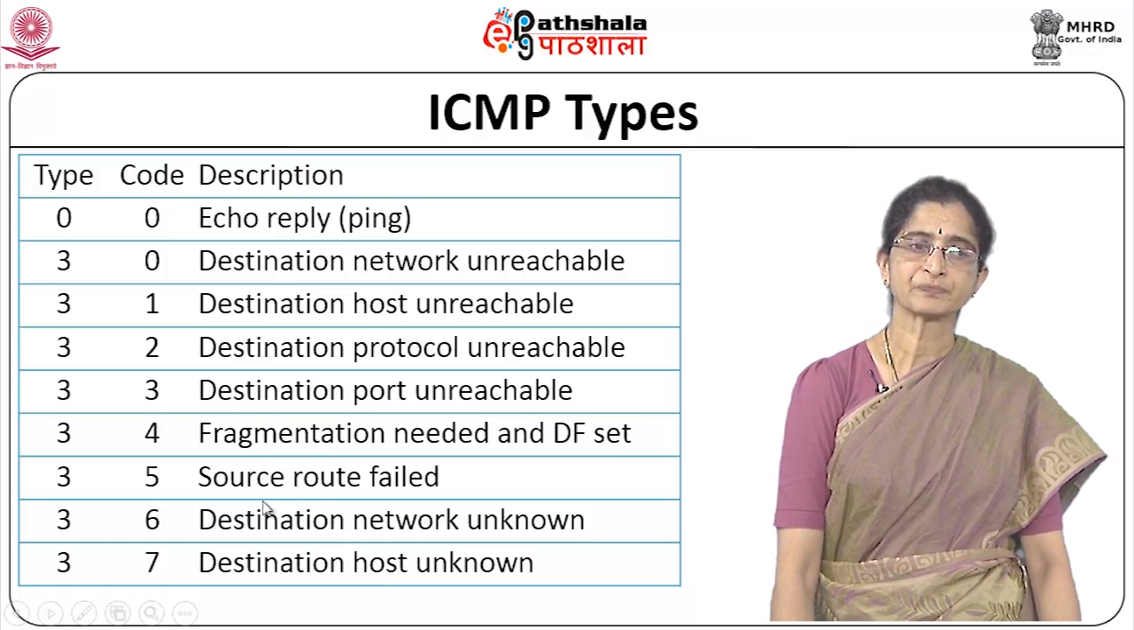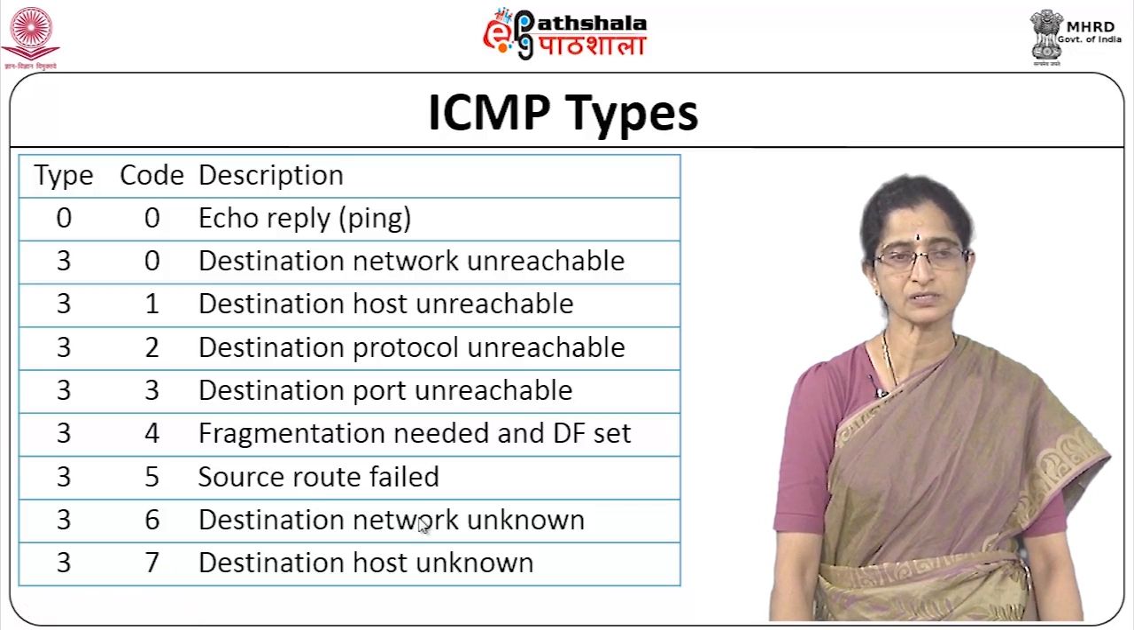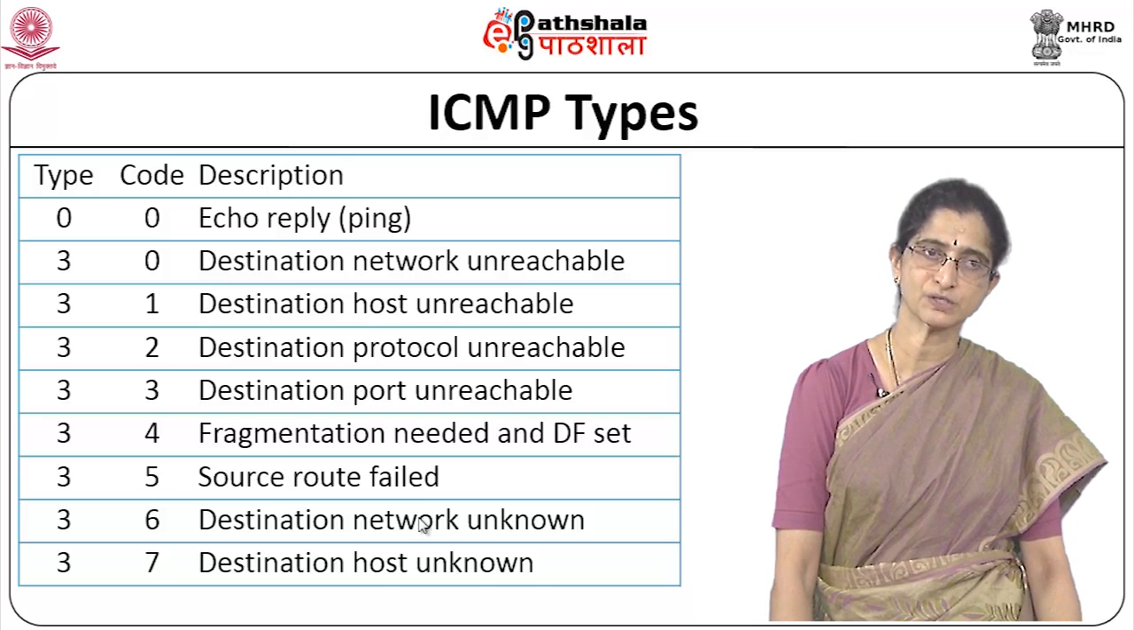In addition to that, if source routing was specified, it is possible that the source routing failed because for some reason you are not able to follow the path that has been specified as part of the source routing option.